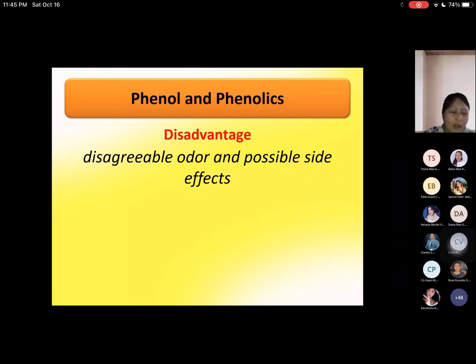So when you say possible side effect, they can be cancerous in a way. If your cells are exposed with this kind of chemicals, you can have possible side effects. Okay, so phenol and phenolics are usually very effective in inhibiting or destroying microorganisms present in feces, pus, blood, okay, phenol and phenolics.